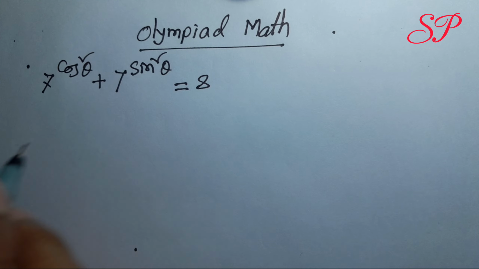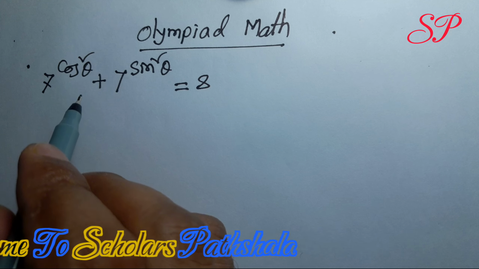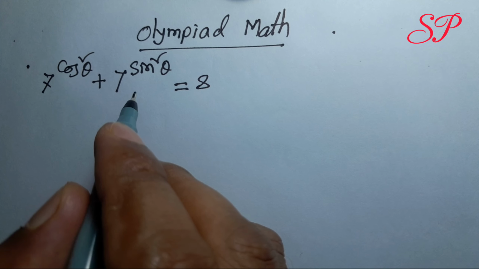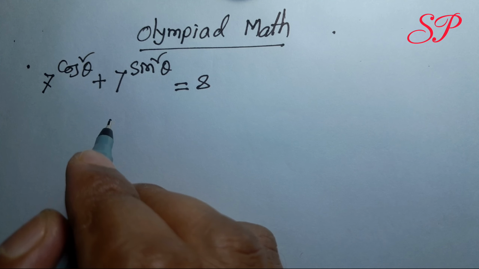Today I will solve an interesting equation. Here it is given that 7 to the power cos square theta plus 7 to the power sin square theta is equal to 8. We have to find the value of theta.